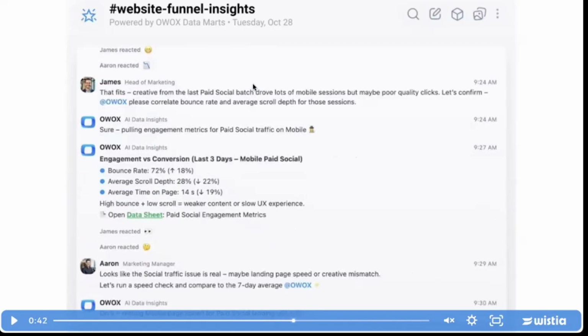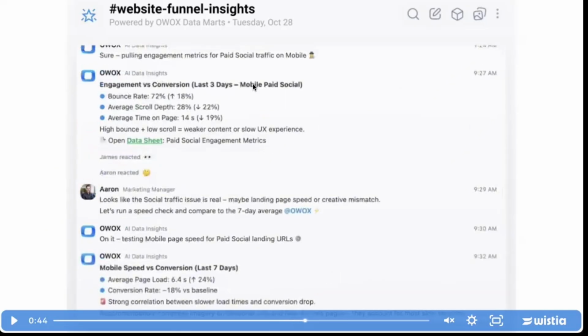We can dig deeper and figure out what the engagement is. If we have the engagement in our data mart that was prepared, we can dig deeper and ask for engagement metrics like bounce rate and scroll depth, which brings us more context, but we still have to figure out the answer ourselves.